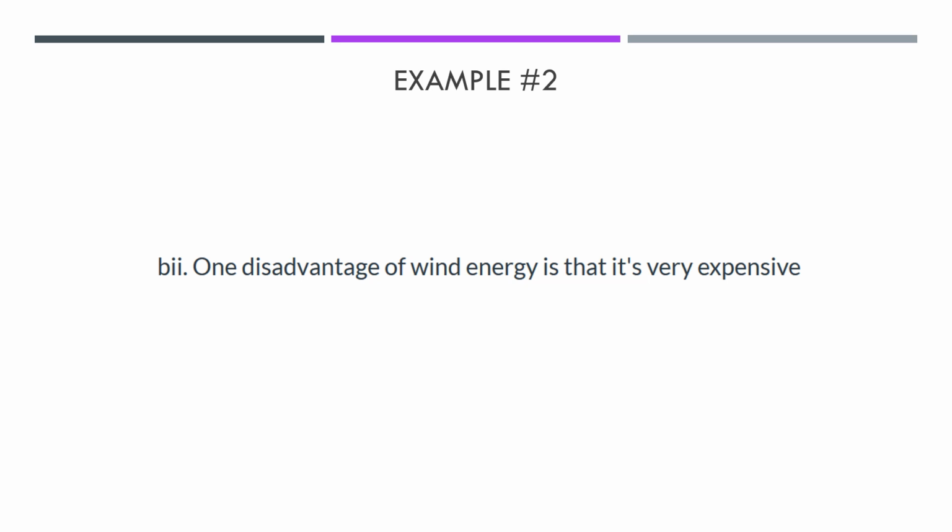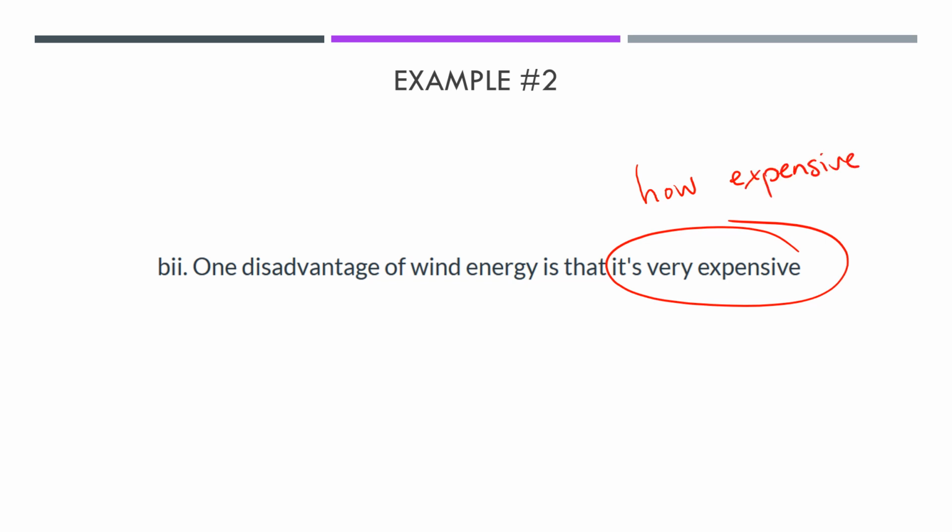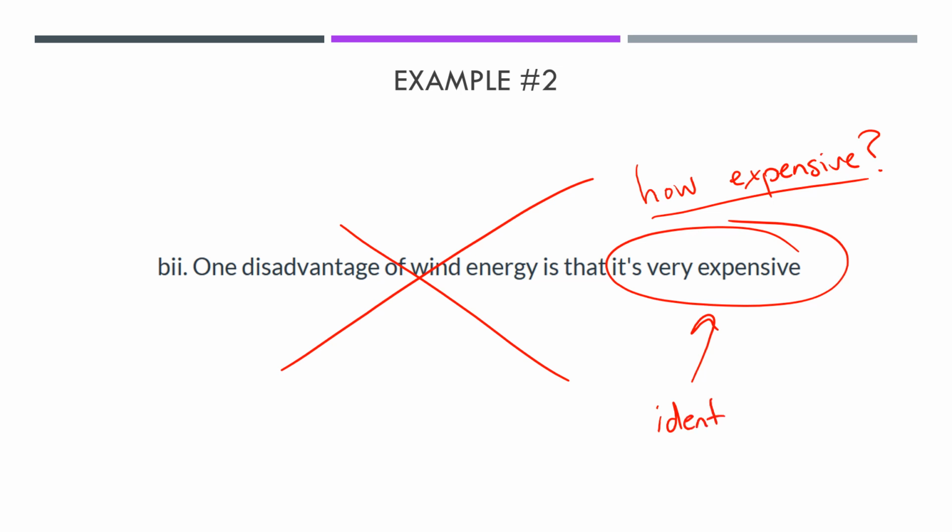One disadvantage of wind energy is that it's very expensive. So, how expensive? The cost, describe to me how it is expensive. Again, the cost of building, the cost of maintaining, how is it expensive? So this gets no points. Again, simply identifying when the prompt asks us to describe. So this is a key, y'all. To do well on this AP exam, you need to master what these keywords are.